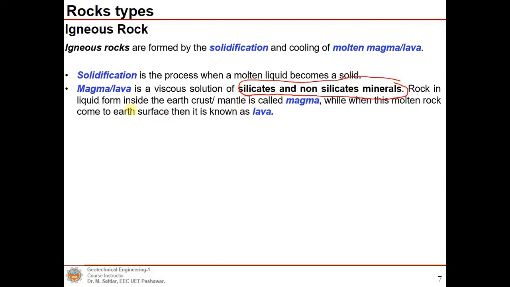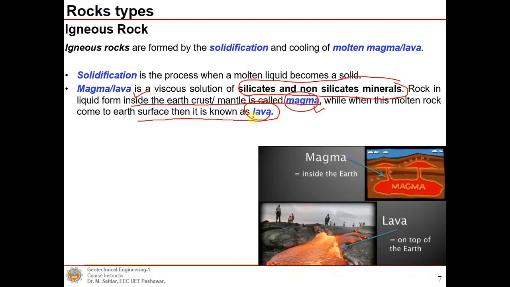Minerals, rock in liquid form inside the earth's crust and mantle, is called magma, but when it comes to the surface, it's known as lava. So that's inside the earth, magma. Outside, or when it comes to the earth's surface, it is known as lava. You can clearly see here the magma is inside the earth, and lava is what we see when it comes to the surface.